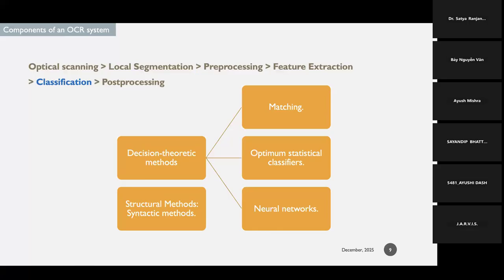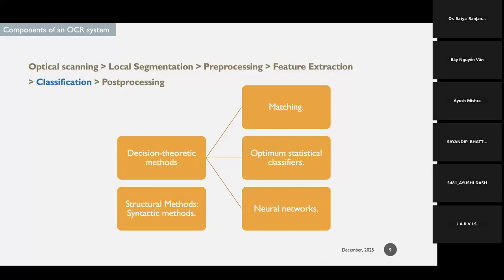Okay, so let's talk about the optimum statistical classifier. In statistical classification, a probabilistic approach to recognition is applied. The idea is to use the classification schema that is optimal in the sense that, on average, its use gives the lowest probability of making a classification error. And we use the Bayes classifier.